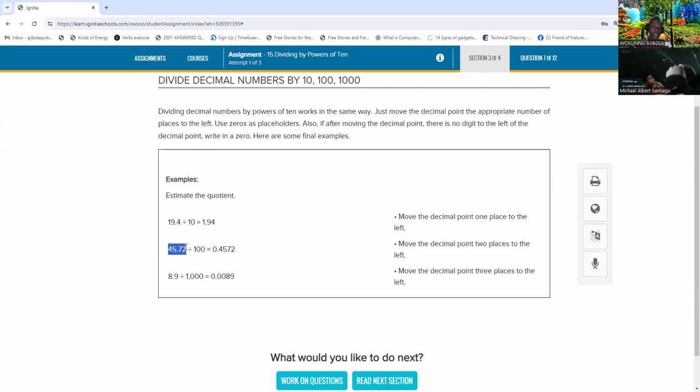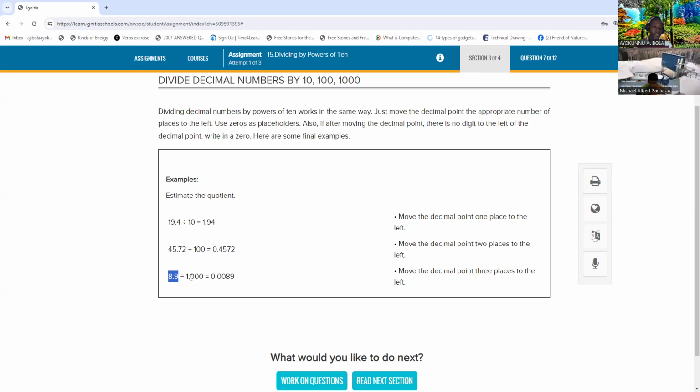Then we are dividing 45.72 by 100. Then we'll move the decimal point 2 steps to the left, and there will be no digit left, okay? And that's why there is a 0 there. Is that clear? Yes.